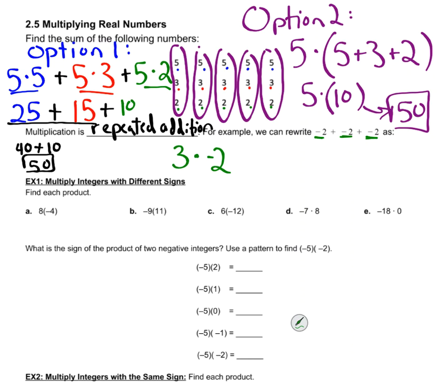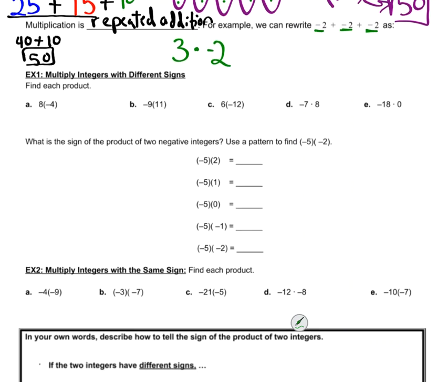So let's move on. Down here, example 1, let's multiply integers with different signs. So find each product. For this entire lesson, actually for all of today, we are not going to use our calculators. So if you have a calculator out, please put it away. We are going to rely just on our mental math. If you need a multiplication table, the substitute has multiplication tables to hand out to each of your pods. So just ask for that if you need it.